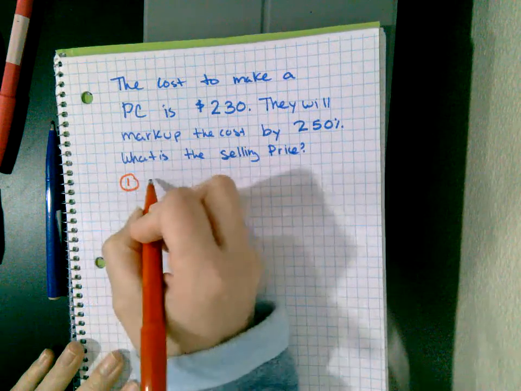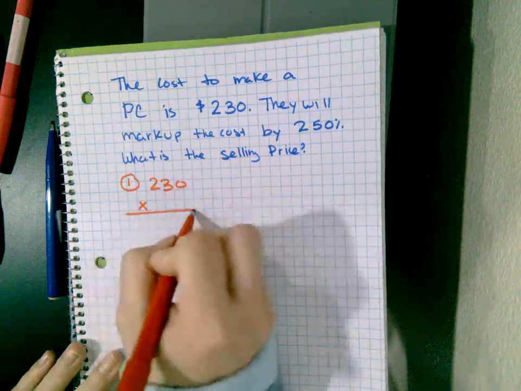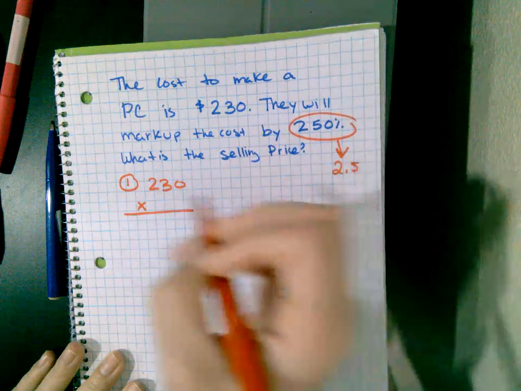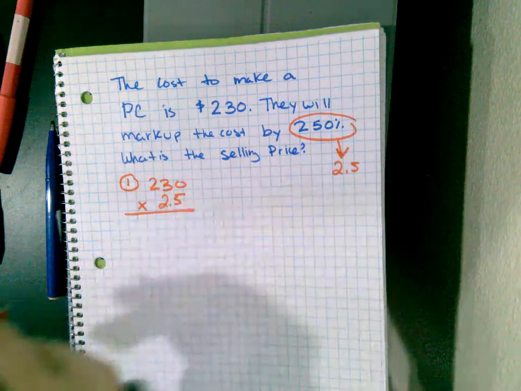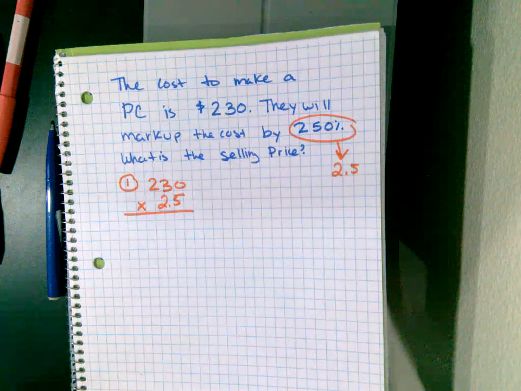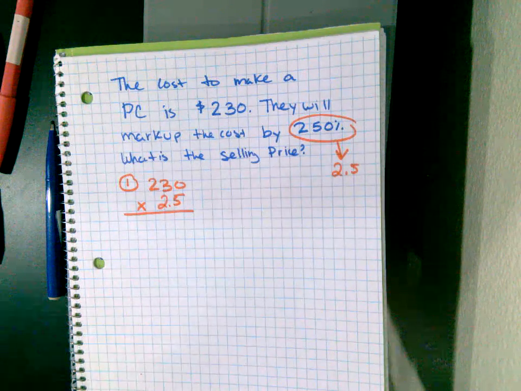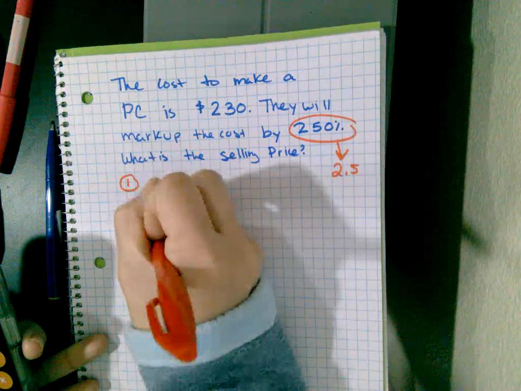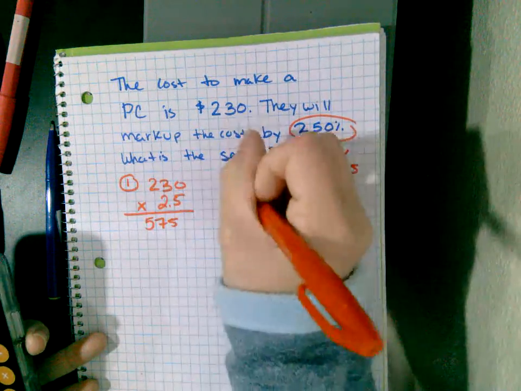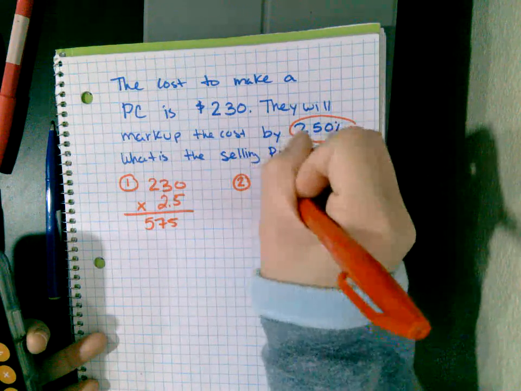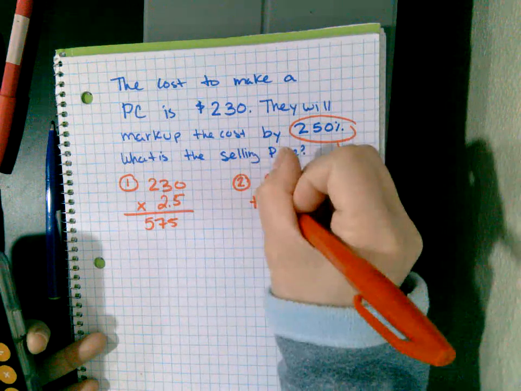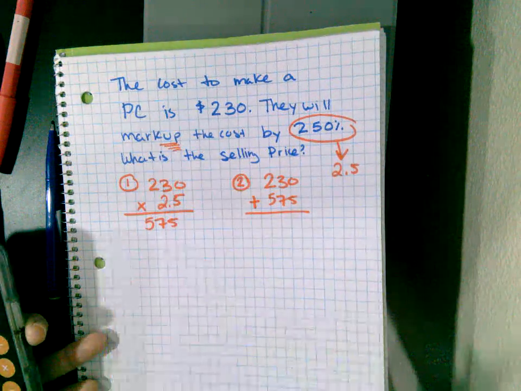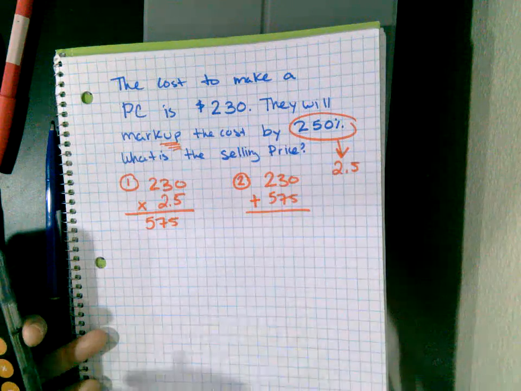Makes you wonder. So 230 times 250%, written as a decimal, is 2.5. So we're going to multiply it by 2.5. Grab those calculators. 230 times 2.5 is 575. And step number 2 is you take your original price and you add 575. We are marking up the price, so the price has to go up.